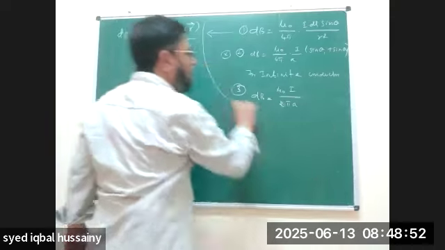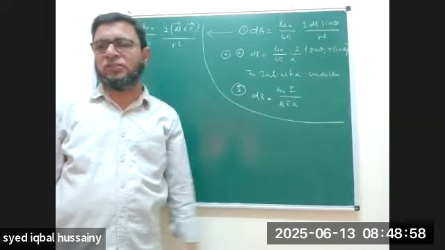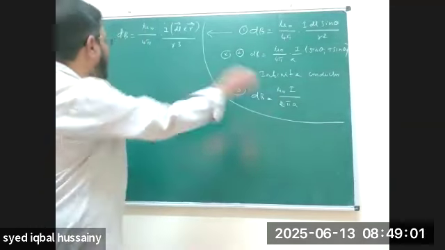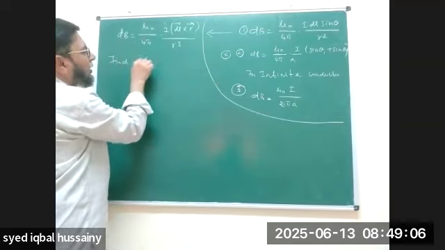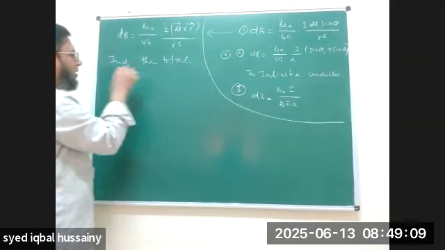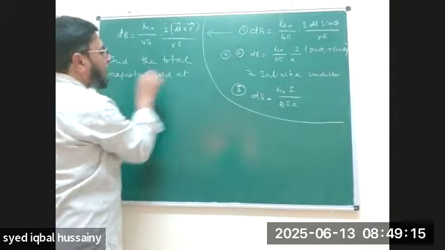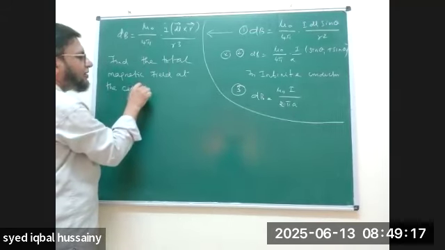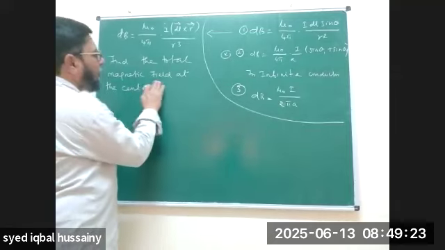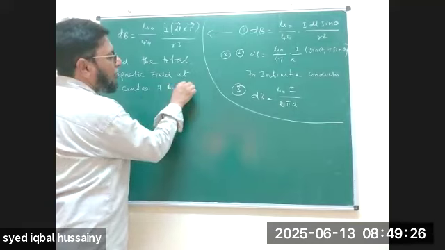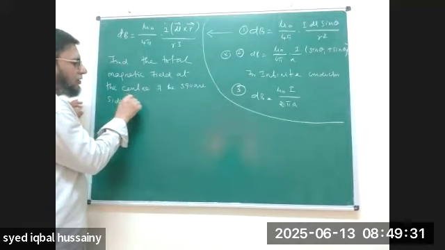Now, if you understand this very beautifully, I'm going to shoot a small concept-based numerical. You have to tell me the answer. Find the total magnetic field at the center of the square. Side is A.